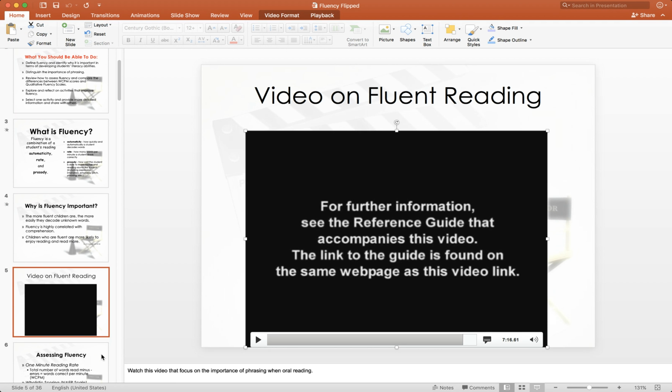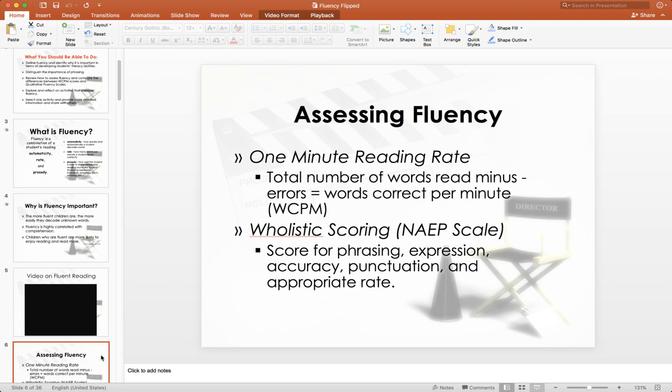Okay, so we're going to keep going. We have a few more slides. So next we're going to talk about assessing fluency. So in that past video, we saw that you can informally note how a student is reading fluently or not through a running record, which is a great place to make note.